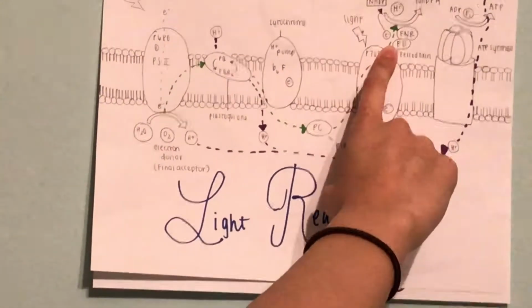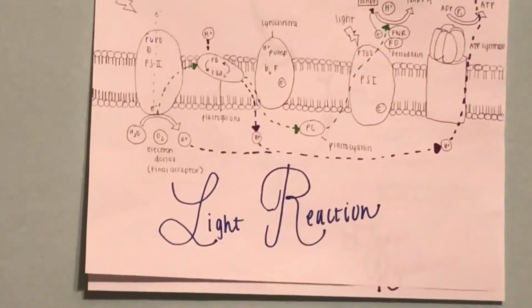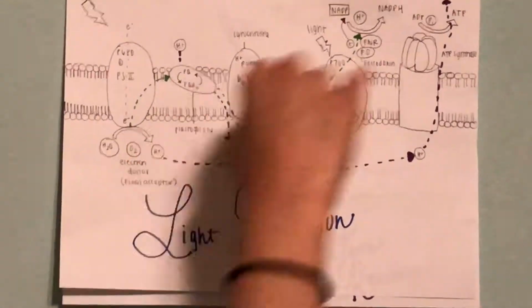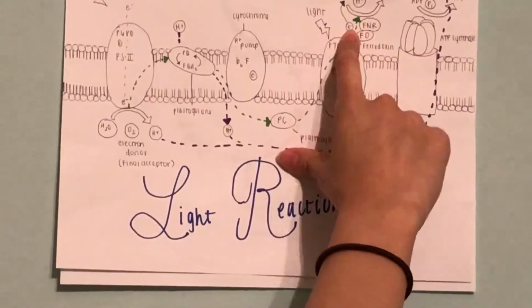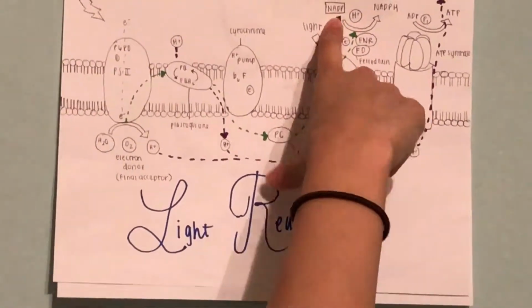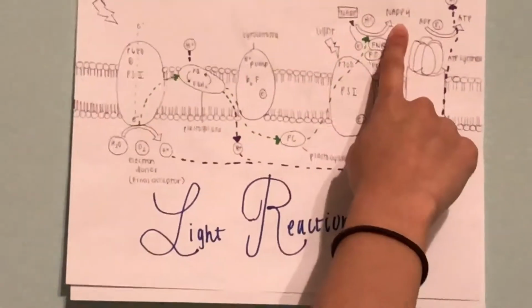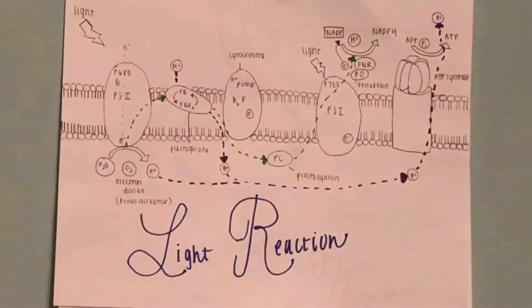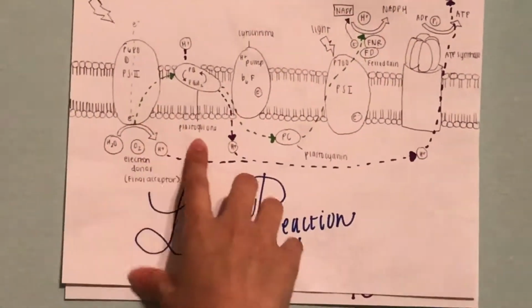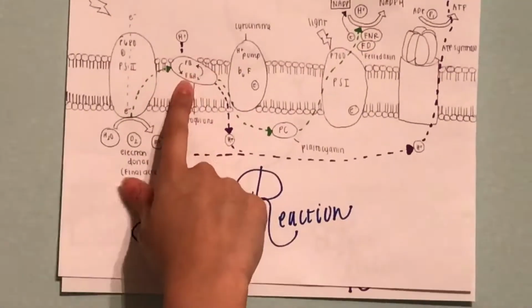Ferredoxin is the last electron acceptor, and it's going to take it to the NAD plus reductase. So in there, we're going to take that electron, and it's going to help NADP transform into NADPH. So continuing on, we're going to go back to the plastocation, also known as the H plus pump.